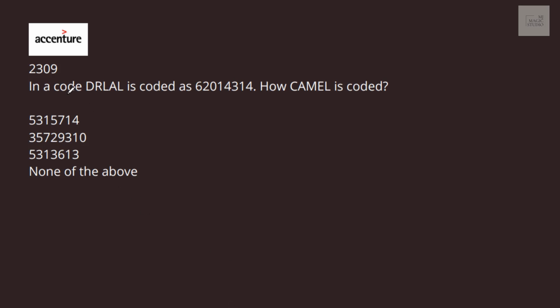Okay, a question from reasoning, coding. Code DRLAL is coded as 62014. If we look closely, you can see that D is alphabetically 4 (1, 2, 3, 4), but here it's written 6. So that means it may be plus 2.